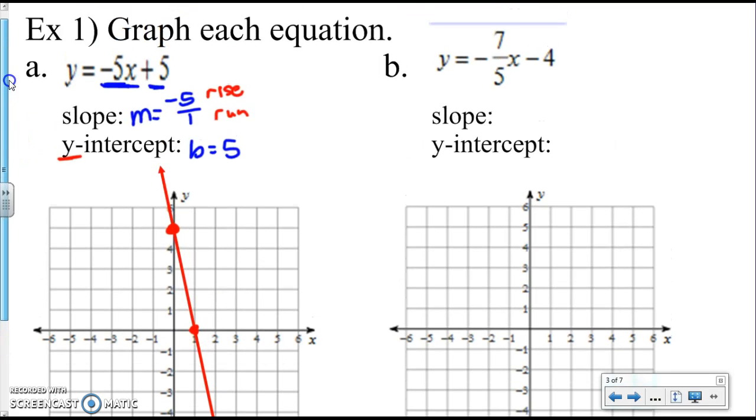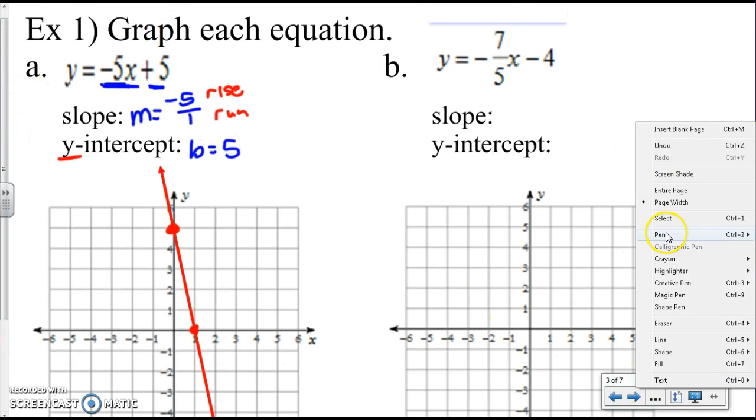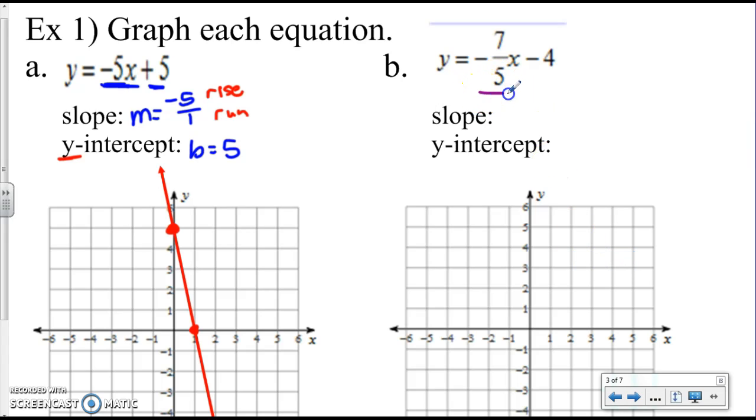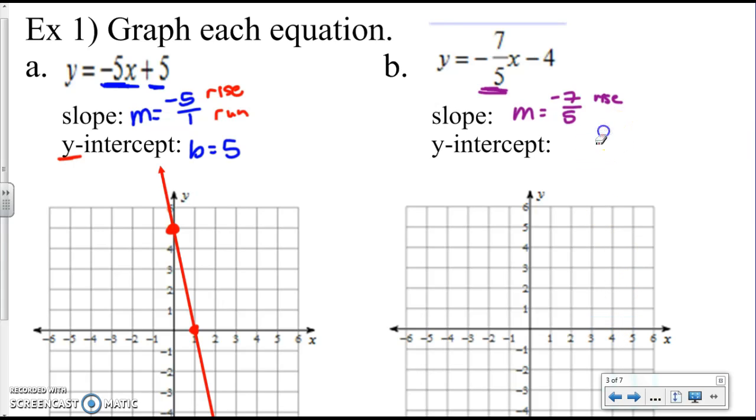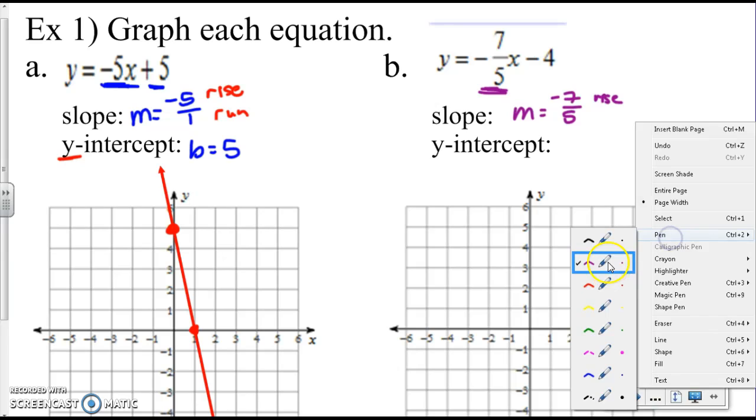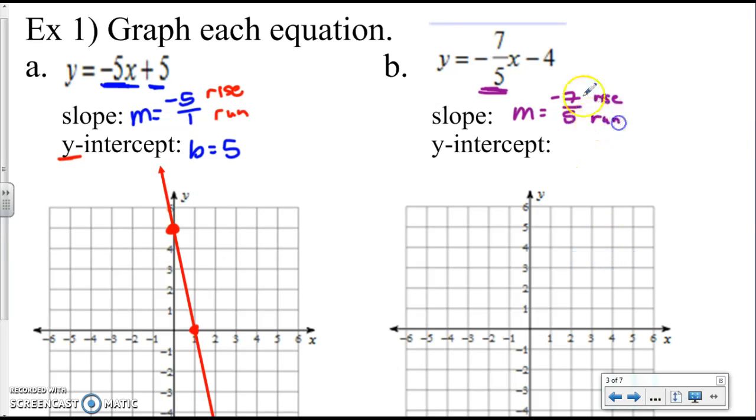Let's look at the second one. Okay, slope is always the number or the fraction in front of your x. So this is in front of my x, so my slope is negative 7 over 5. Notice I moved that negative sign up to the top again. We'll use that in a little bit. Let's run, not rust. Okay, and then my y-intercept is going to be the number that is added or subtracted after the variable. So in this case, we're going to have a negative 4 because it was a minus in there.